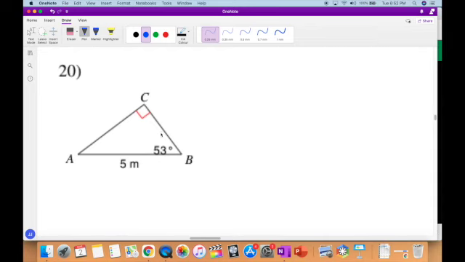Okay. So let's take this one, and again I am going to look at what I have first. I have the angle here. That means that this side is the adjacent, this side is the opposite, and this side is the hypotenuse. The hypotenuse is always opposite the right angle, right?